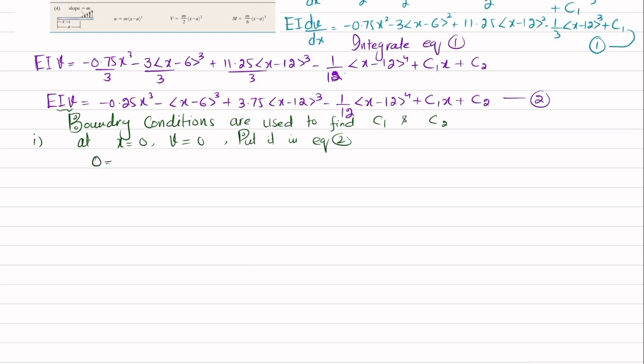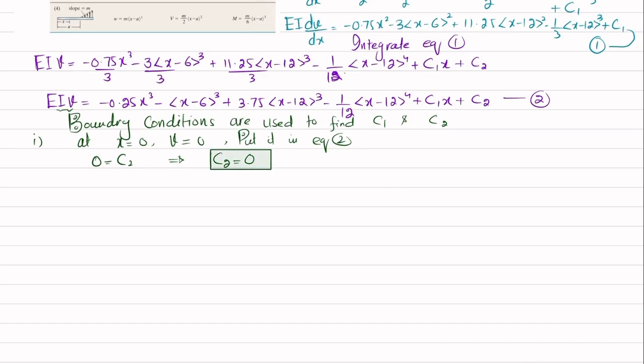This term will be, this x is 0, so this will be 0, and this 0 minus 6 will be minus 6. That will be inside Macaulay bracket, so anything that is negative inside Macaulay bracket will be 0. Similarly, this will be 0 because minus 12 inside the Macaulay bracket will be 0. This will be 0. This will be 0. So it means that C2 will be equal to 0. So from here C2 is equal to 0.